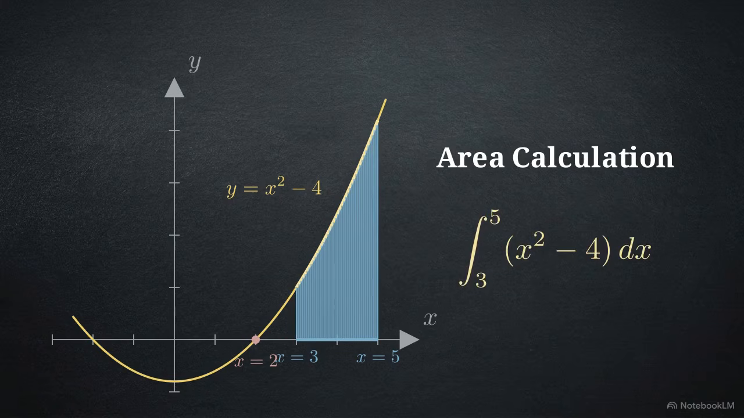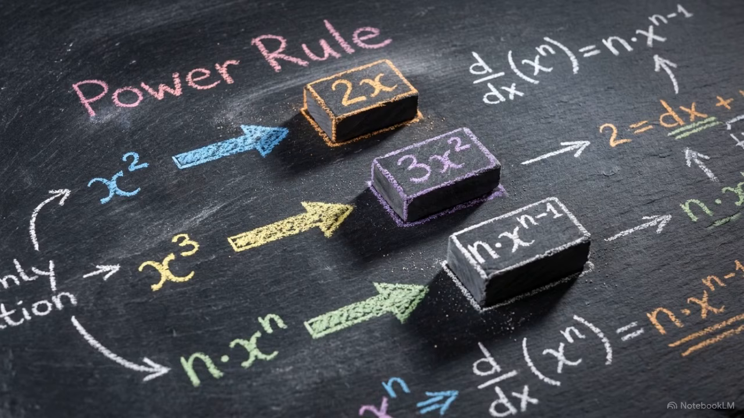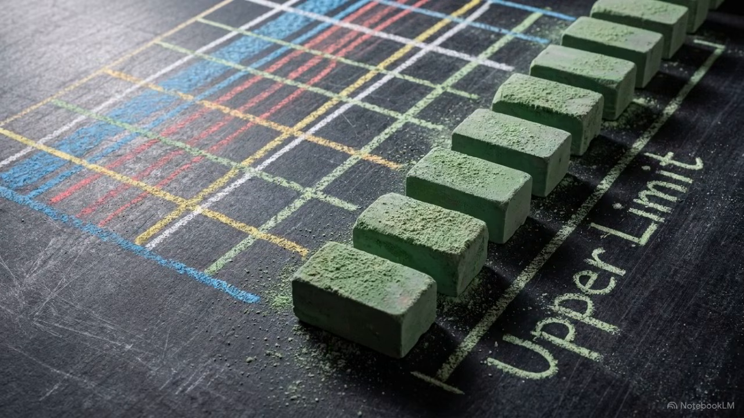This is represented by the integral from 3 to 5 of x squared minus 4 dx. Solving this requires finding the antiderivative. By the power rule, x squared becomes x cubed divided by 3, and the constant 4 becomes 4x. We evaluate this at our upper limit of 5, which gives us 125 thirds minus 20.